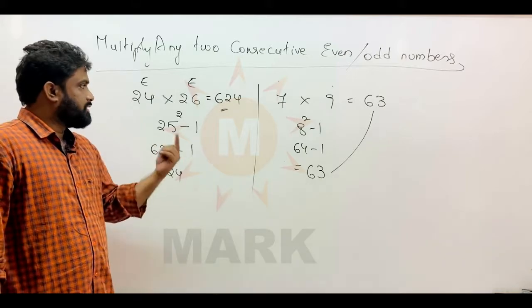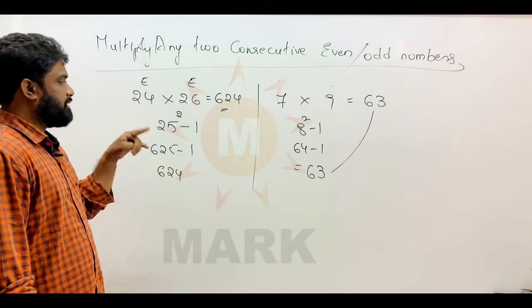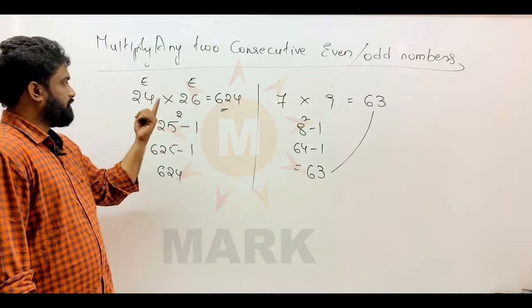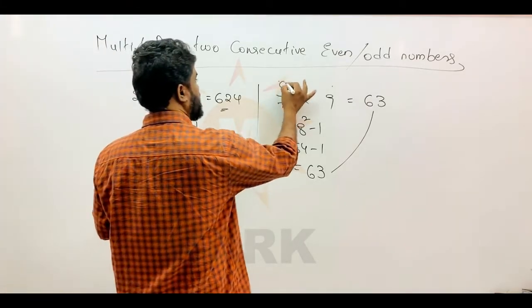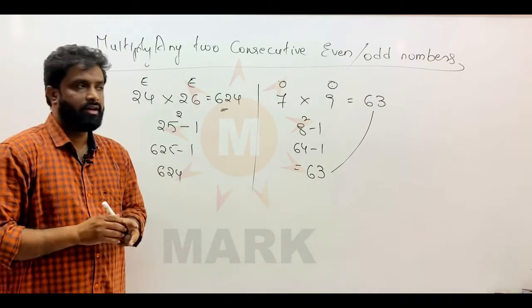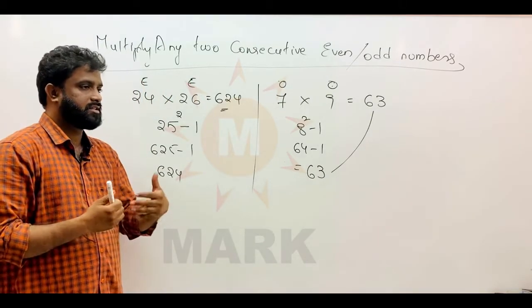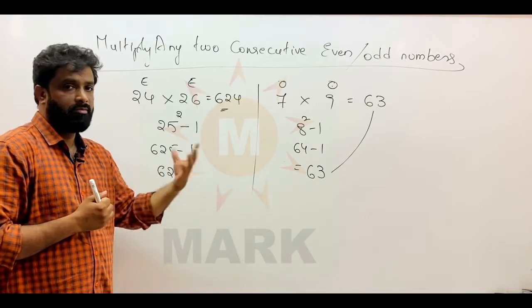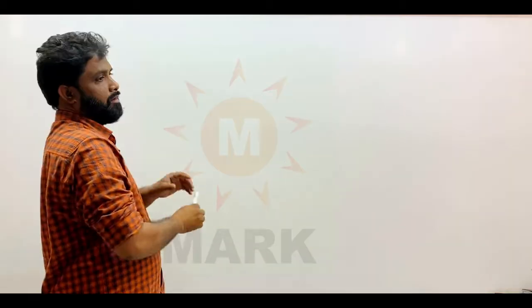So okay, so this is the technique. That means take the middle number, square it and minus 1, so you will get the answer. So whatever any two consecutive even numbers they can be, or any two consecutive odd numbers they can be, this is the technique we use. Now, where exactly in the questions, in the exams, how the questions will be given, how actually you can apply it, now we will be learning that point, okay?